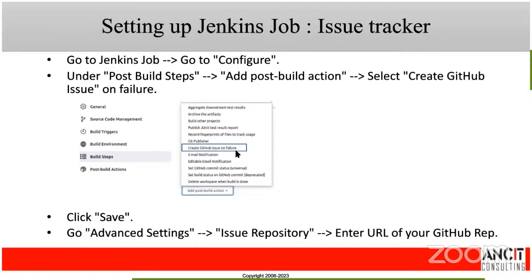As soon as you select this option, you can get an advanced setting option there, in which you can go to issue repository and enter the URL of your GitHub repo, so it knows where exactly to create this issue. This is the post-build action. So after the building, Jenkins will create an issue if it runs into trouble.